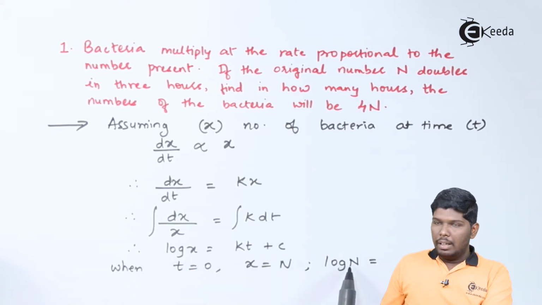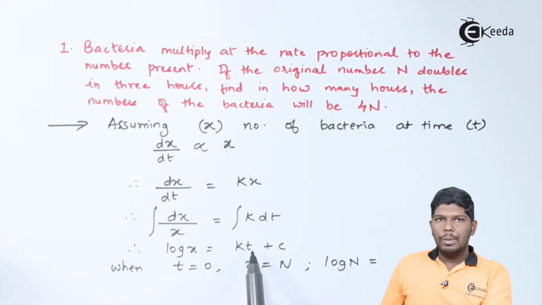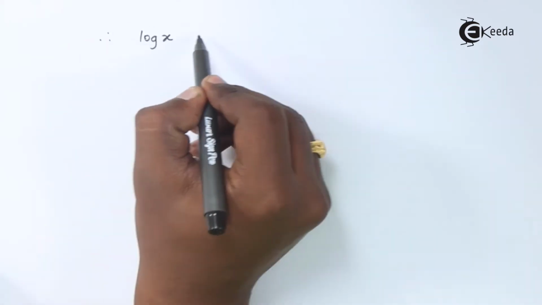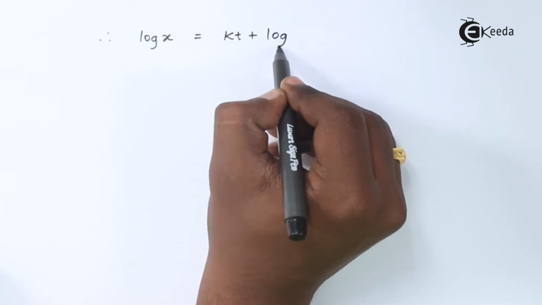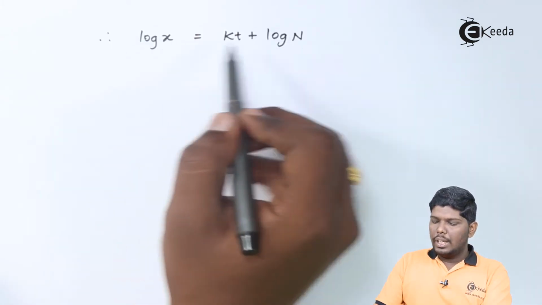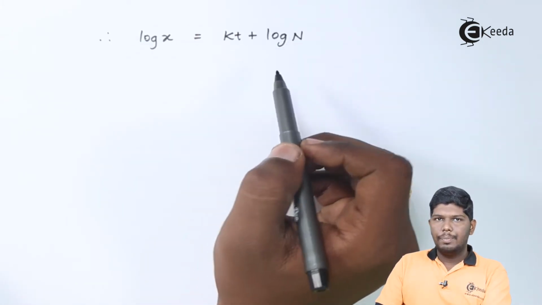So x will become n, that will give you log n is equal to k into 0, which will be 0 only, plus c. So c is equal to log n. Now substitute the value of c in the above equation. Therefore we have log x is equal to kt plus log n.